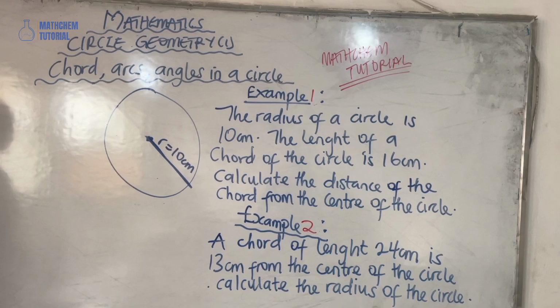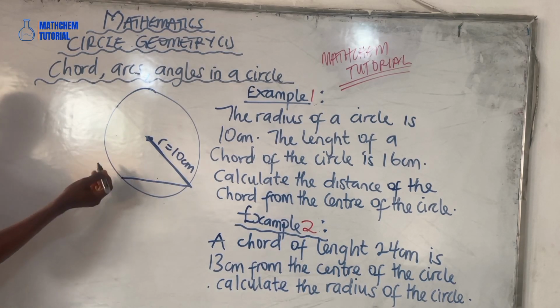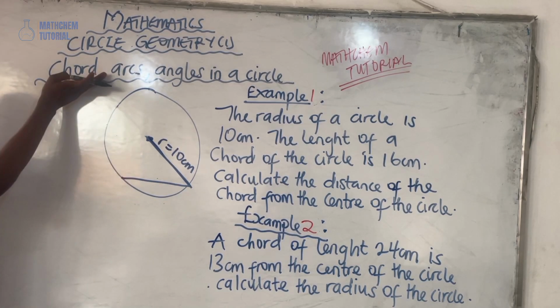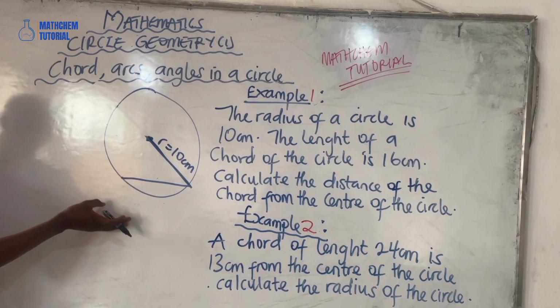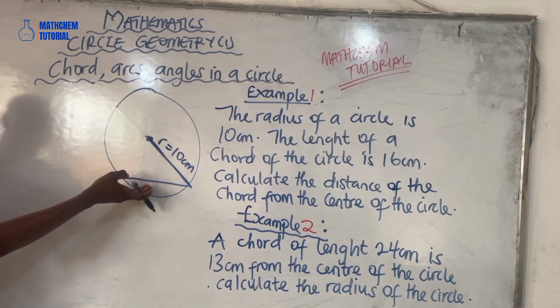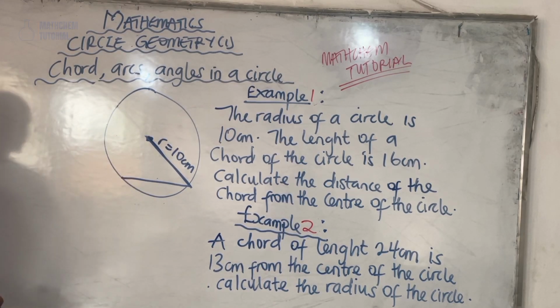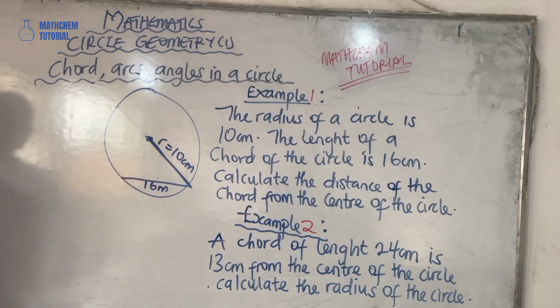Then I was told that the length of the chord of the circle is 16 centimeters. Mind you, the length of the chord is going to be like this. So this is the length of the chord, meaning that this bigger part will be the major arc, while this smaller part will be the minor arc, or this bigger part will be the major segment, while this small one will be the minor segment. So the length of the chord is 16 centimeters. So this length here is 16 centimeters.